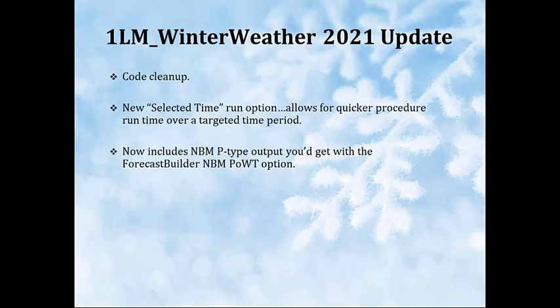And now it also includes the NBM P-type option. We have guidance from the NBM like probability of snow, ice, or sleet as well. And that's what you would get with the forecast builder PType option too. So that's an 8th guidance source we have.